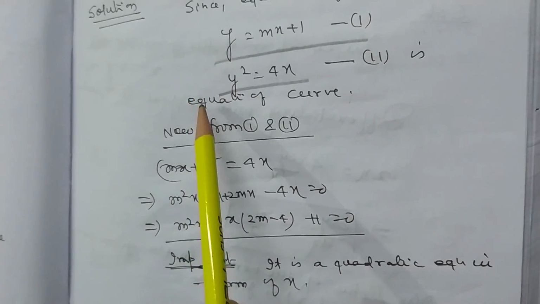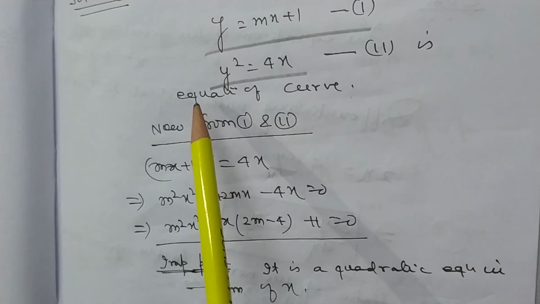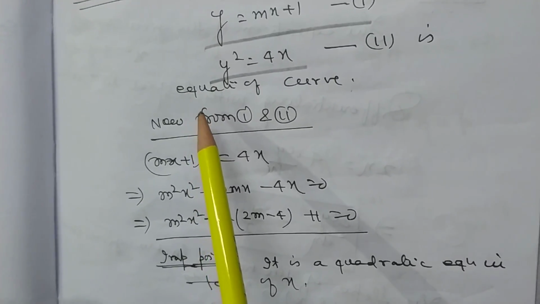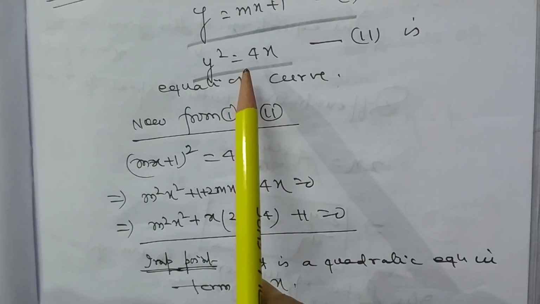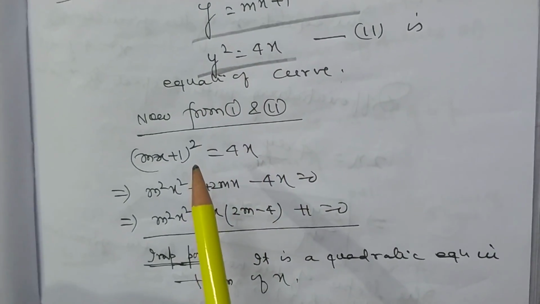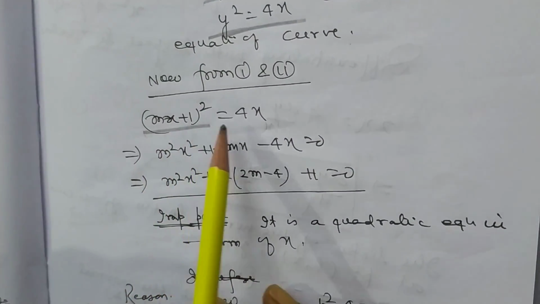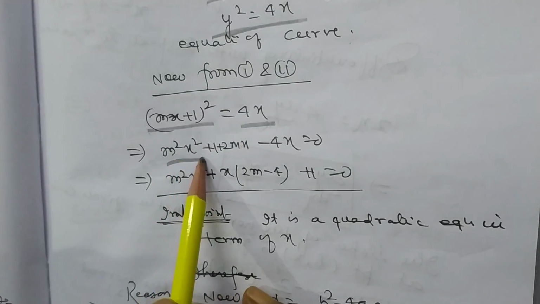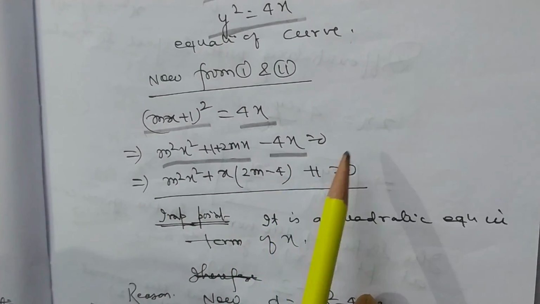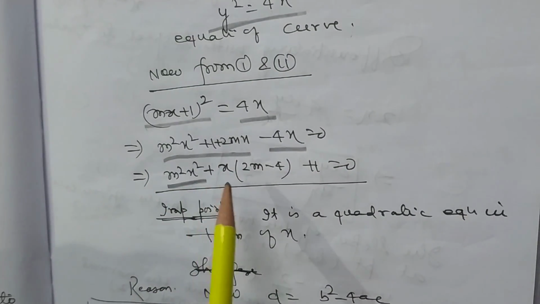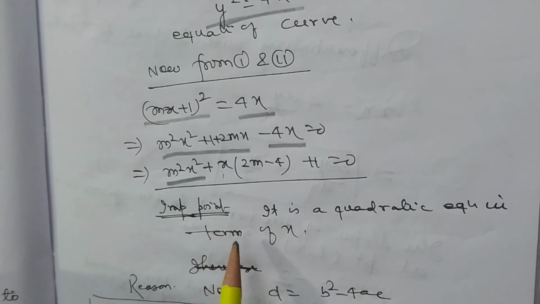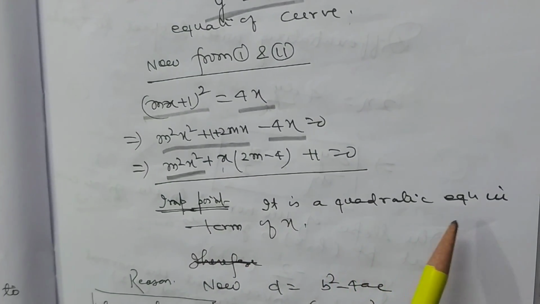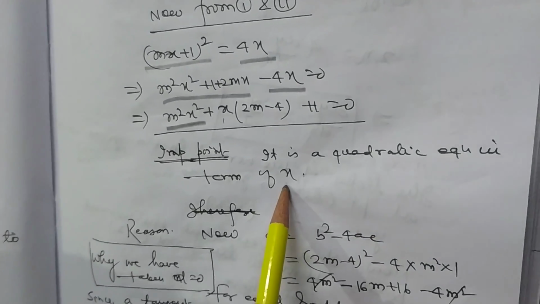So now we want to find the point of intersection of the line and the curve. For this purpose, we put the value of y = mx + 1 in the equation of the curve. It will be (mx + 1)² = 4x. m²x² + 1 + 2mx - 4x = 0. m²x² + x(2m - 4) + 1 = 0. Now the important point is, it is a quadratic equation in terms of x.